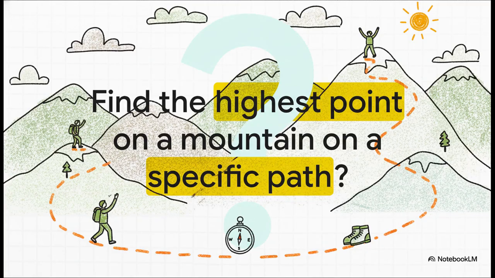Let's dive in. So, to get our heads around this, let's start with a really simple question. Imagine you're hiking on a mountain. You want to get to the highest altitude you possibly can, but you can't just wander anywhere you want. You have to stay on a specific trail. So how do you find that peak point along your path? This right here, this is the exact problem that Lagrange multipliers were made to solve.